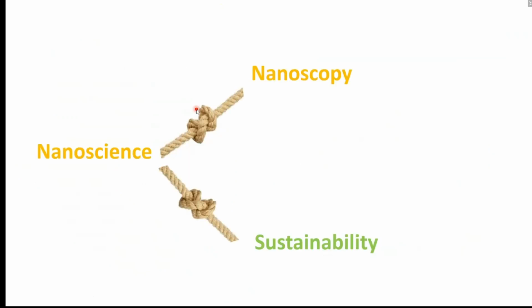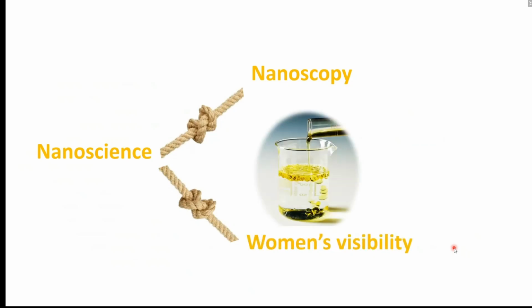Then it is clear the relationship between nanoscience and nanoscopy in order to characterize these materials, and between nanoscience and sustainability for the development of all these materials that can help to enhance the sustainability of our society. Then, in this position, how can we include women's visibility?